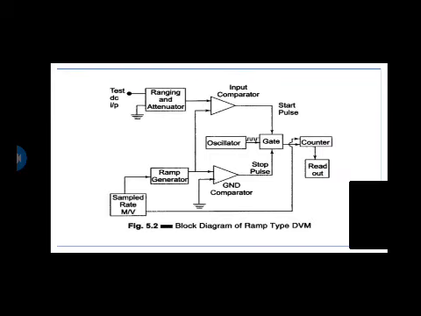Block diagram of RAMP type DVM. A test DC input is given to an attenuator, where it is compared in the input comparator by the sample rate and ramp generator. Then it is given to the gate, where the gate is provided with an oscillator and ground comparator, and the gate output is given to the counter.